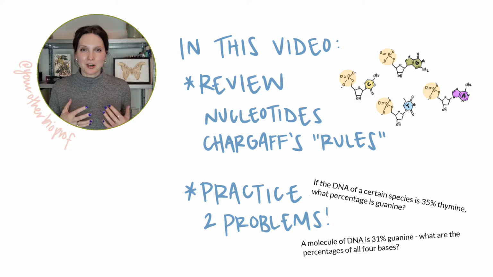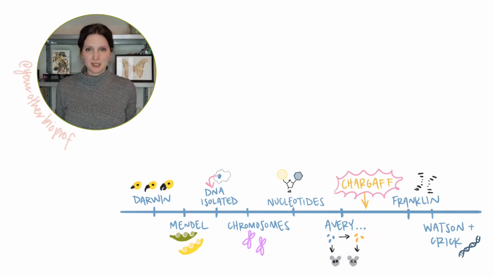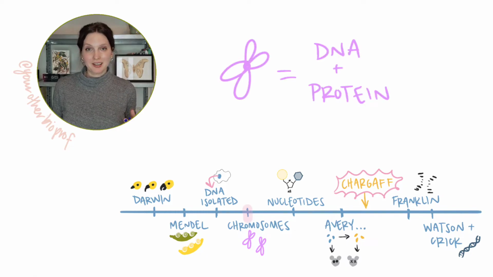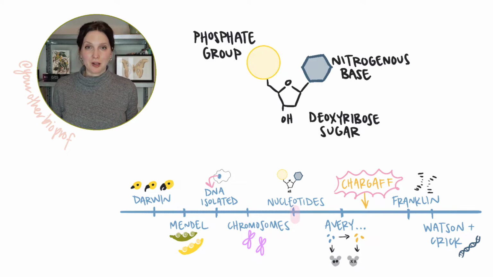Otherwise, we're going to get started with a little bit of review on nucleotides and the rules. Now, by the 1940s, we already knew stuff about DNA. Like, we knew that chromosomes were made up of protein and DNA. And we knew that DNA consists of nucleotides, which are made up of a phosphate group, a 5-carbon sugar, which in DNA is deoxyribose, and a nitrogenous base. And the base is what changes. That's what makes the different types of DNA nucleotides.